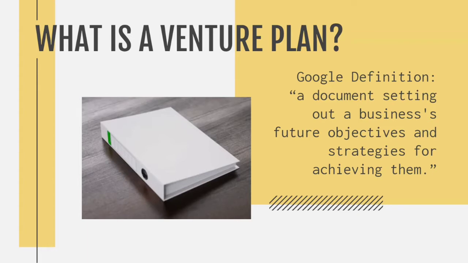Google tells us that it is a document setting out a business's future objectives and strategies for achieving them. So yes, it is a physical document, okay? It is a business document. It is formally written, formatted, etc. Okay, and we see that it includes a fair bit of information about our business.